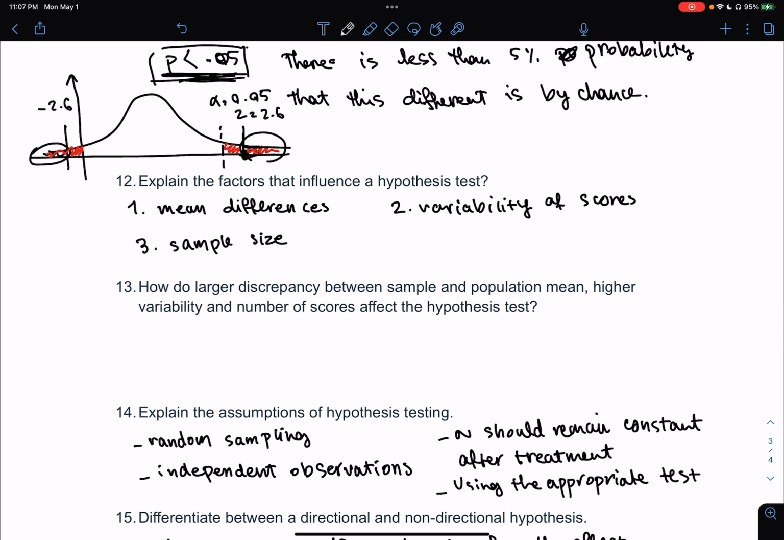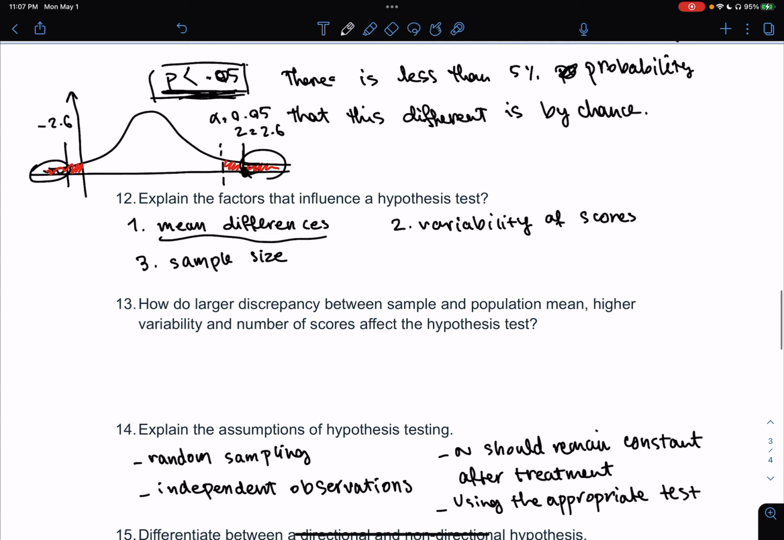Explain the factors that influence a hypothesis test. So first of all is mean differences. When you're doing a hypothesis test, it matters what the mean difference of the sample is. So the mean of that sample compared to the population mean. It is important where within this distribution our sample is. Is it here or here? This is what the mean difference is talking about.